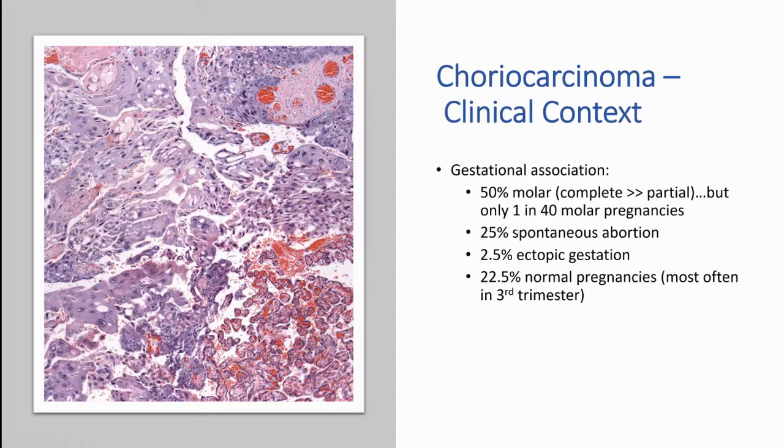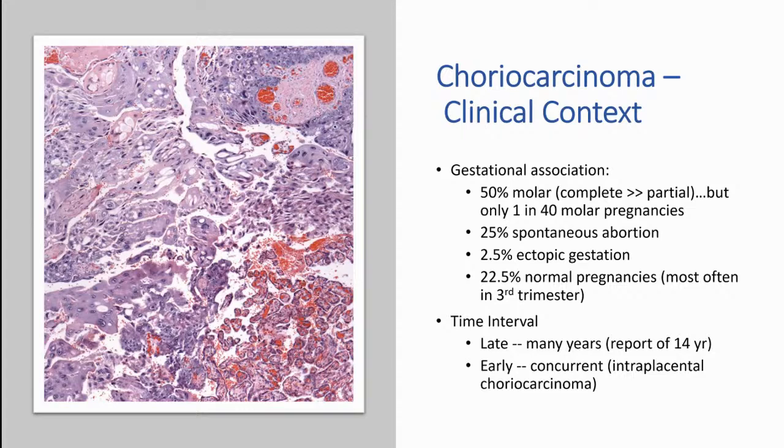Choriocarcinoma can also arise from spontaneous abortions and ectopic gestations. And even about a quarter of these proliferations arise from normal pregnancies. And this is an example of a normal term pregnancy and choriocarcinoma arising within that. The interval can be relatively short, but there are case reports of it being many, many years. So it's a long latency. But most often, it comes to light in a concurrent or nearly concurrent pregnancy in intraplacental choriocarcinoma. And as I said, this is an example to the left.